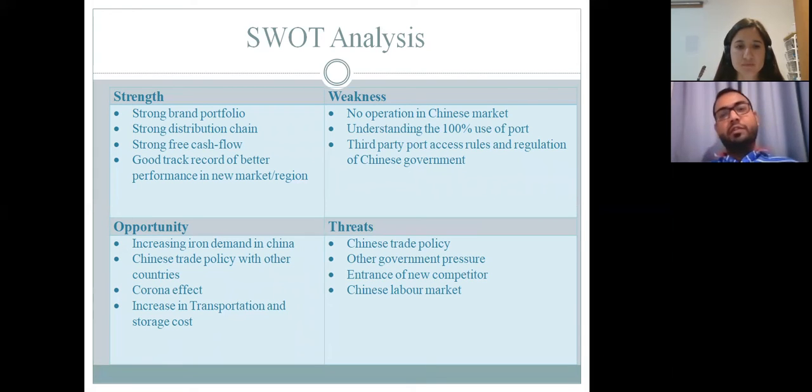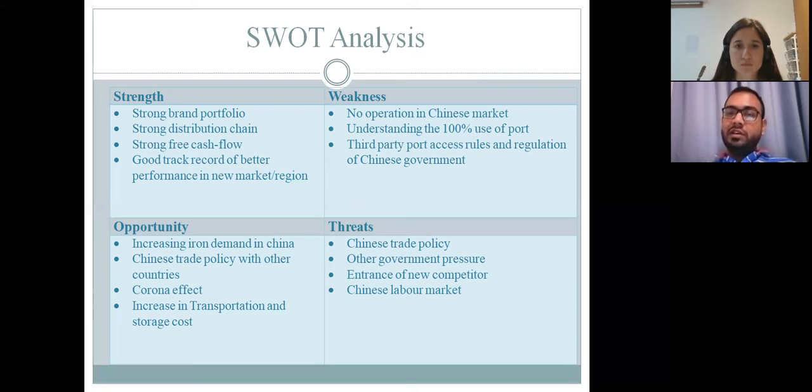Yeah. So let's do some SWOT analysis of the project, which helps us define the strengths, weaknesses, opportunities, and threats for the project. So the strength for this project is that Vale has a very strong brand portfolio. Also, they have a good distribution network. They have a good amount of cash flow with them, and their track record with a new market or new region is exceptionally good. So that's what their strength is.